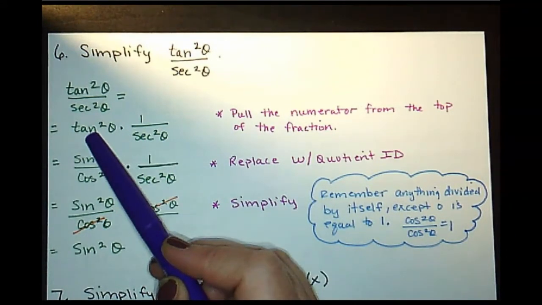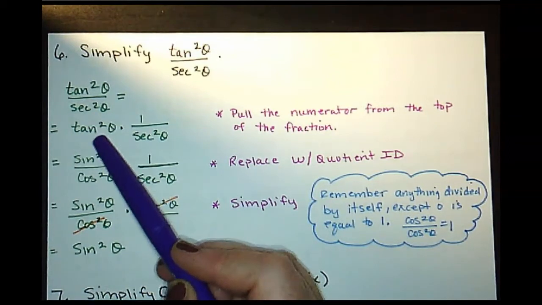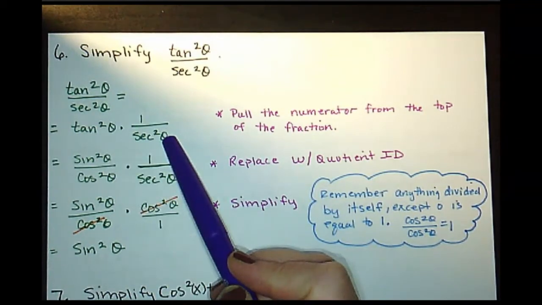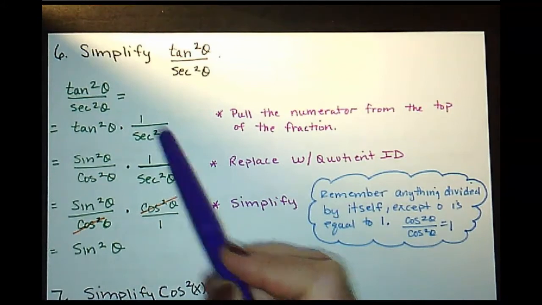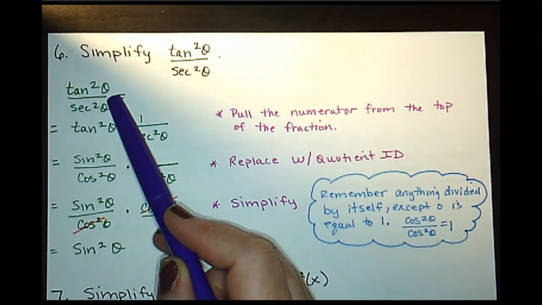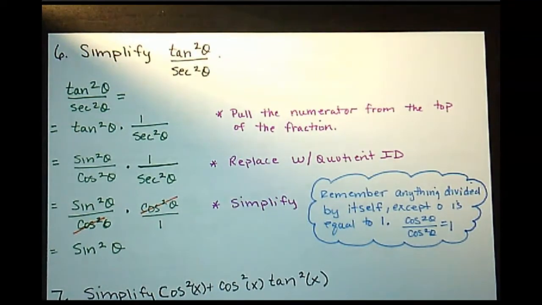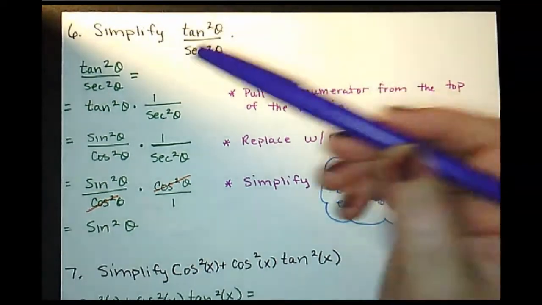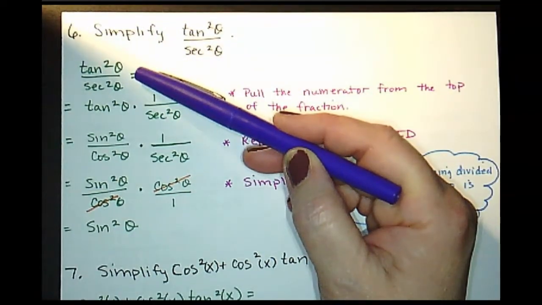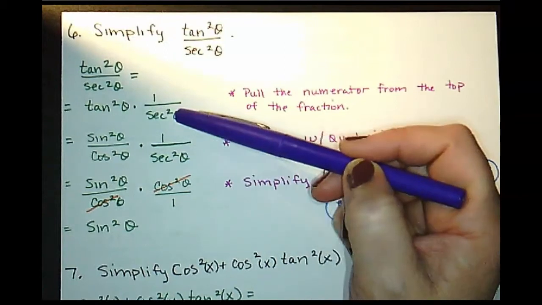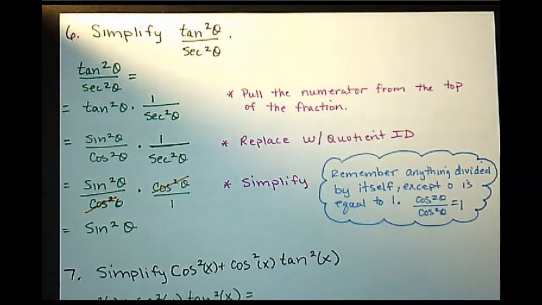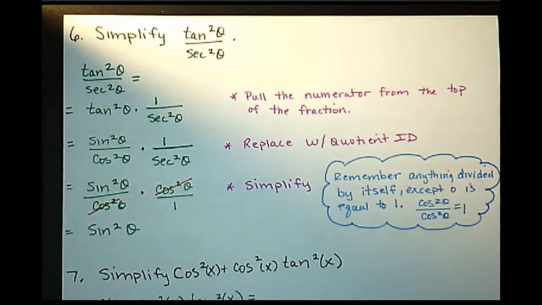And we know that if I put a 1 over this, tan squared theta over 1, and multiplied it to 1 over secant squared theta, I would be right back where I started, which is tan squared theta over secant squared theta. So this is a technique of pulling the numerator from the top of the fraction. So once I do that, I went from having a single fraction that I'm trying to simplify to 2 pieces to work from, and that usually gives us a little more option as to how to proceed.